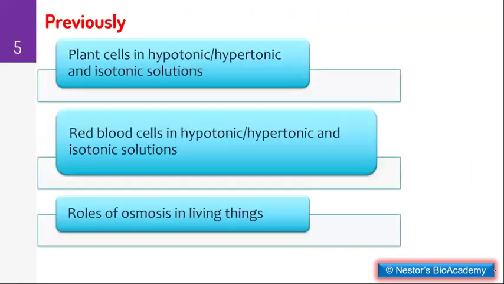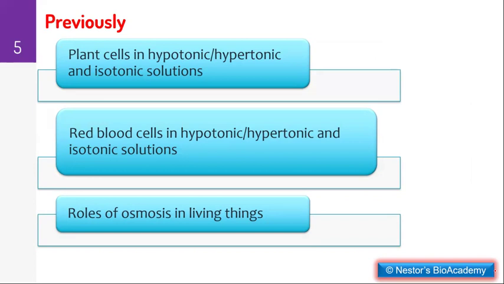So there's need for you to be able to have a firm grasp of that. Remember in the previous video, we learned about what happens to plant cells and red blood cells when they're placed in solutions of different concentrations. And we also learned the important roles osmosis plays in living things. So in case you missed that, you can get to check on that before you proceed with this video.